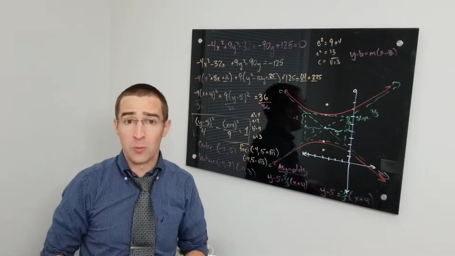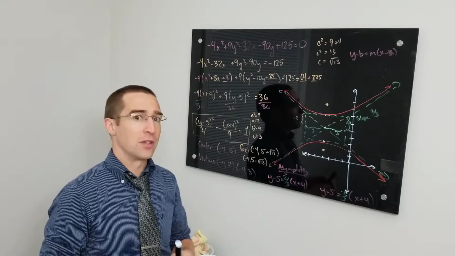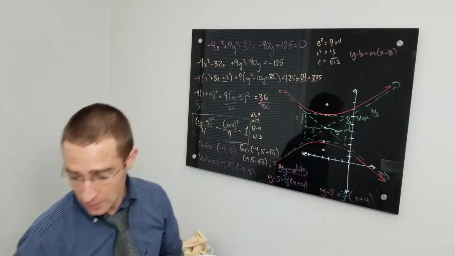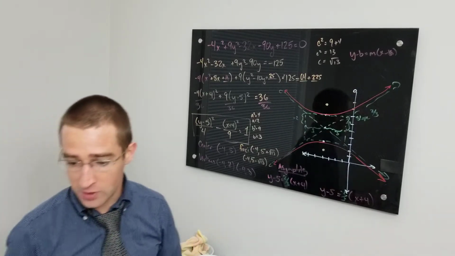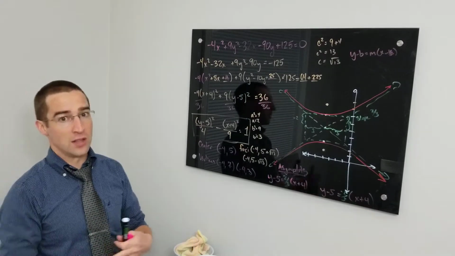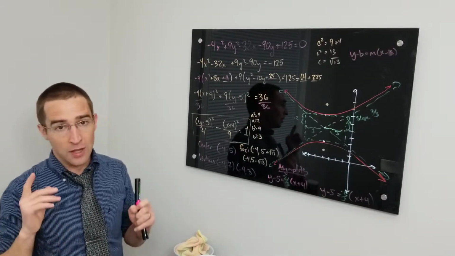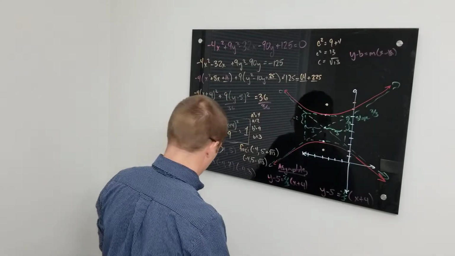We're going to do one more problem where we are given some information about the asymptotes. So we know information about the asymptotes, and we know what the vertices are, and we're going to write the equation, sketch the graph, and so on for that. So let's go ahead and get to that.